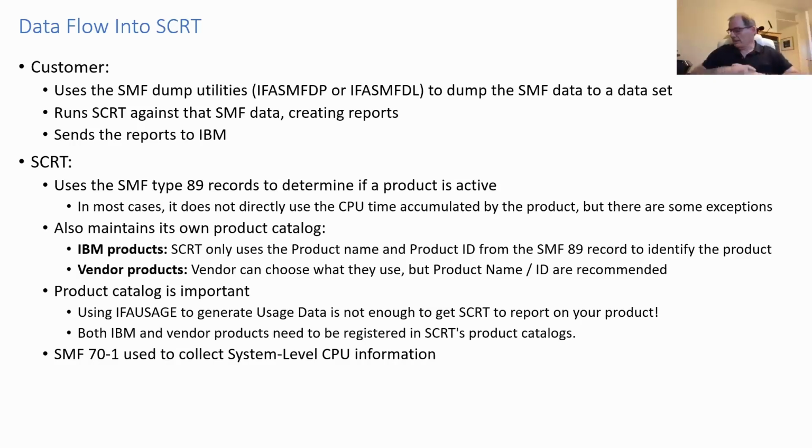Right, now as I understand it, SMF 70 here really is used to tell SCRT the size of the LPAR in which the work is running at any given moment. So that's really where that comes in, where the CPU numbers come from that are used directly.